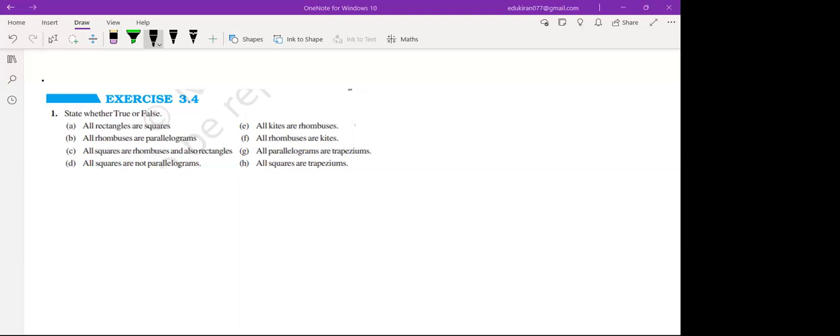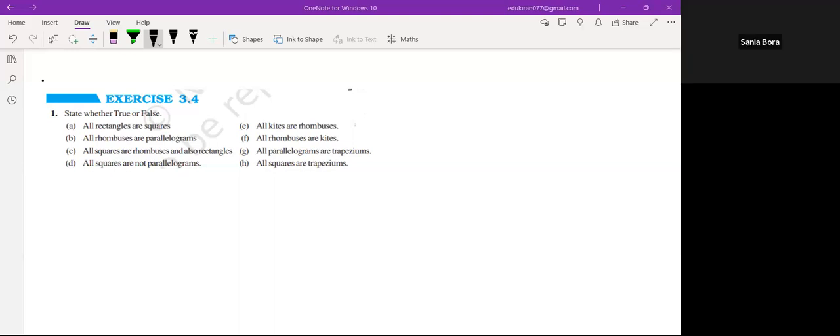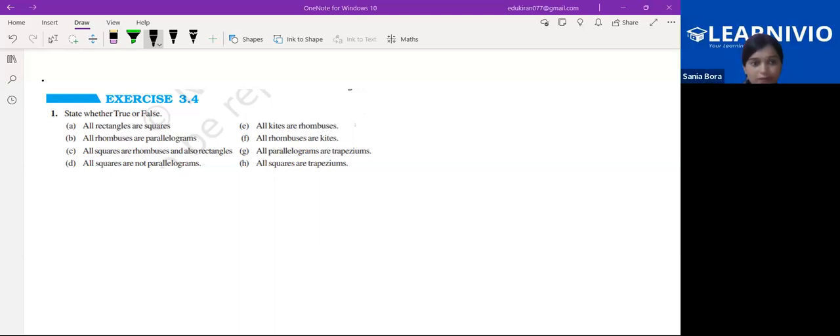Okay, so sorry for the disturbance. Next is all squares are not parallelograms, so false, because all squares have the properties of a parallelogram itself. Then all kites are rhombuses. This is also false because kites don't have all equal sides, but a rhombus has equal sides. So of course they are not equal.